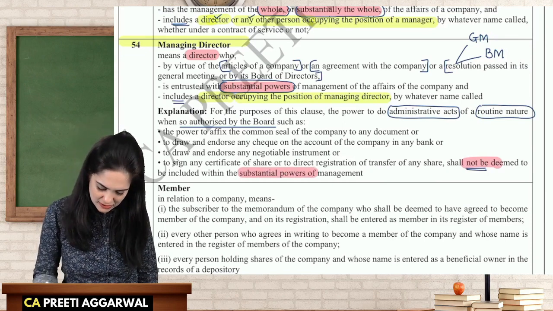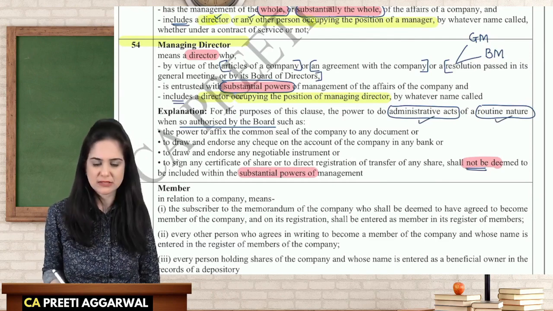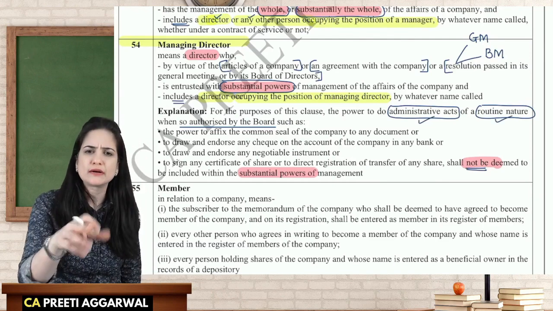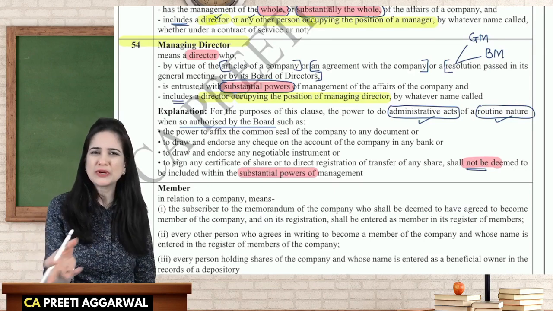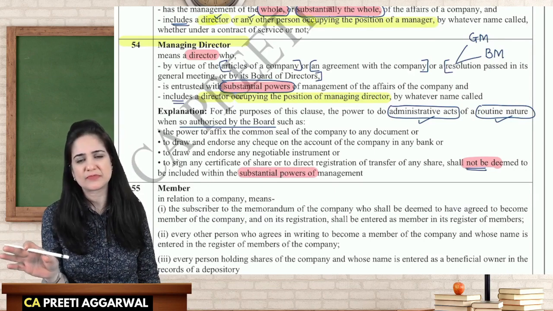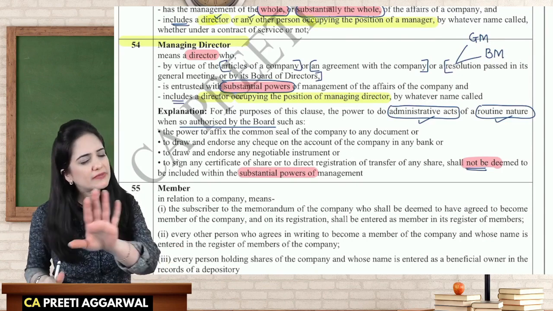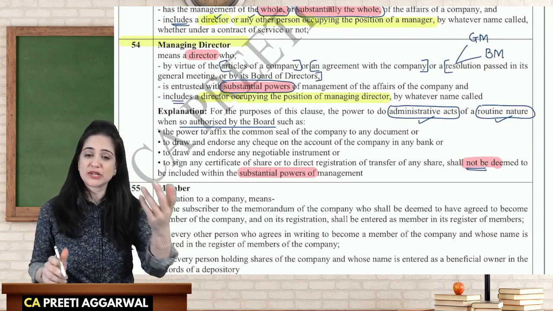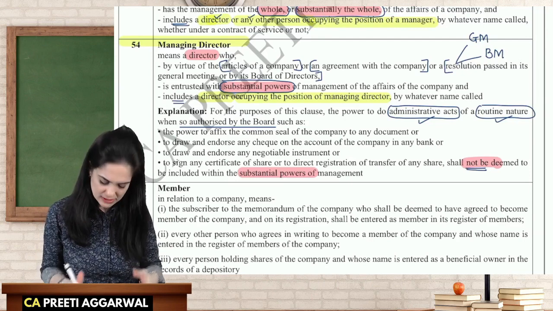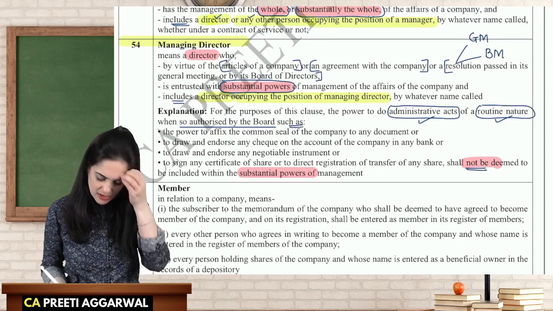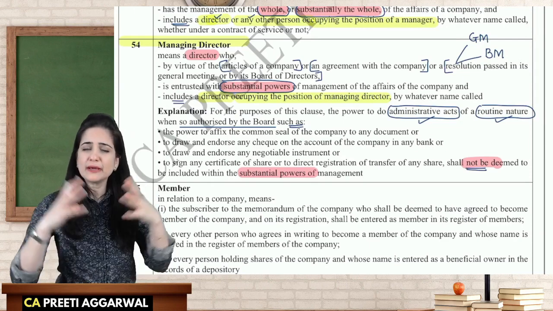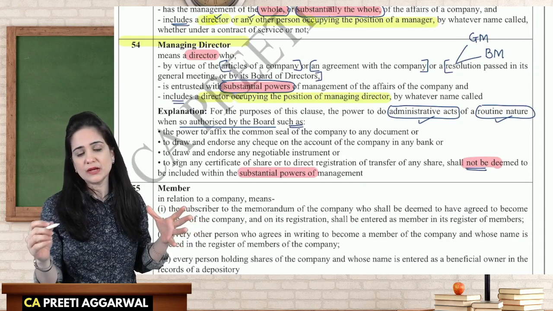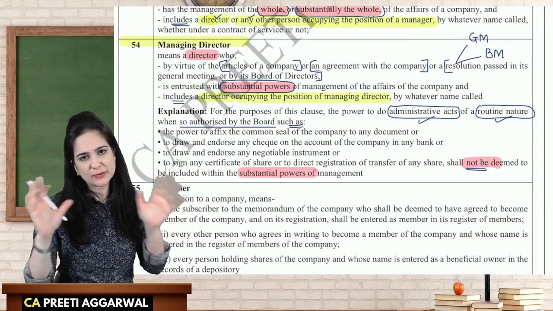So any administrative or routine task, who has asked you to do that? The board has asked me to perform that part. It is routine. It's just basic administration. It is for smooth functioning of the company. That is not substantial. Substantial will include anything other than these. Okay, these are just examples. They can't define what is substantial. It all depends on facts, but very important decisions, something which is at the top level of management, that is substantial.